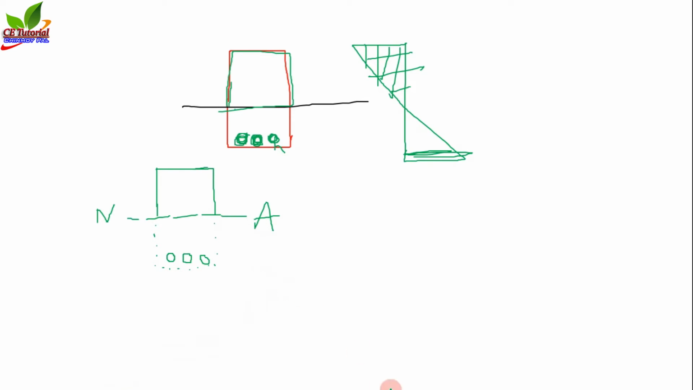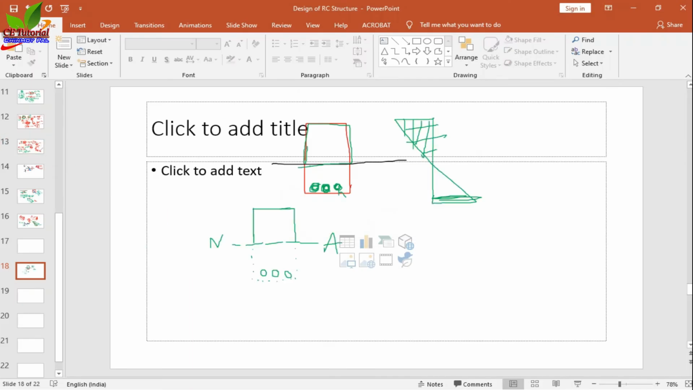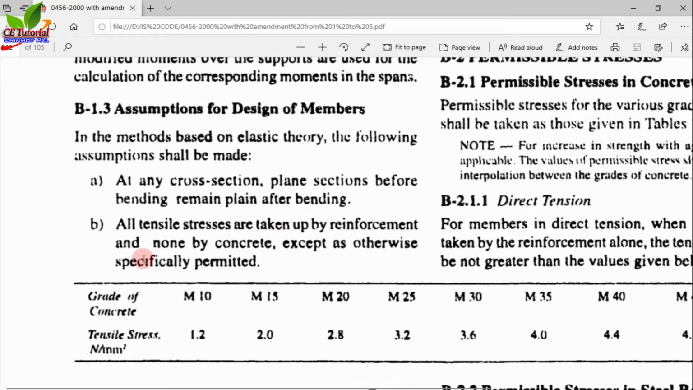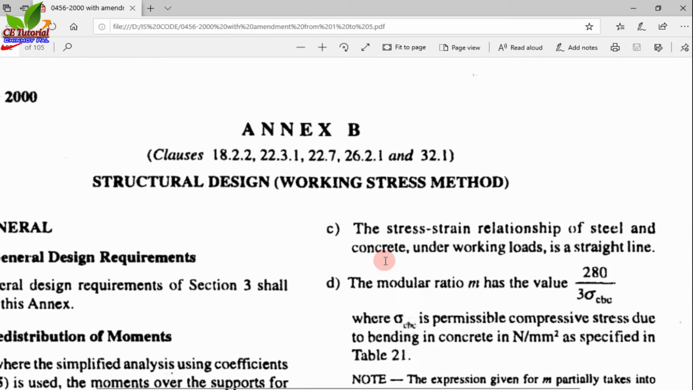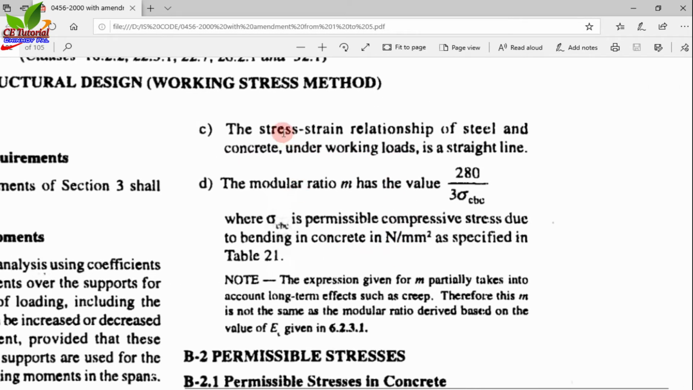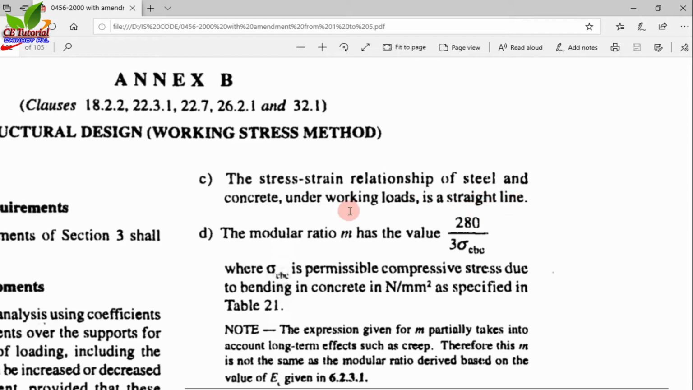Okay, so this is the second assumption of working stress method provided in IS 456. So all tensile stress are taken up by reinforcement and none by concrete, except otherwise specially permitted. Now the next assumption is stress strain relationship of steel and concrete under working load is straight line. What is the meaning of this assumption? Stress strain relationship of steel and concrete under working load is straight line.